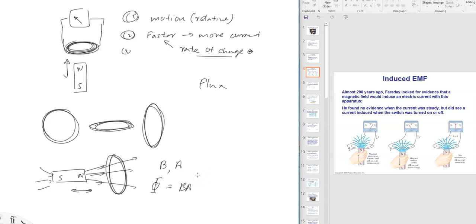Later in the slide, you'll see that we define this flux as the integration of B dot A. If you know calculus, this is another way of representing that. But for our purpose, we can just say flux is B times A, the magnetic field multiplied by the area it goes through. The unit for flux is called Weber, Wb. Unit is Weber.